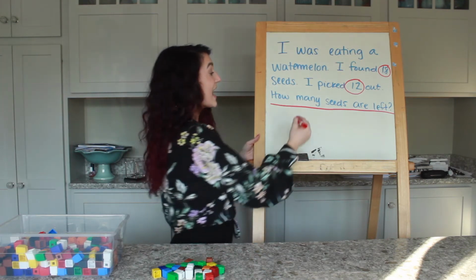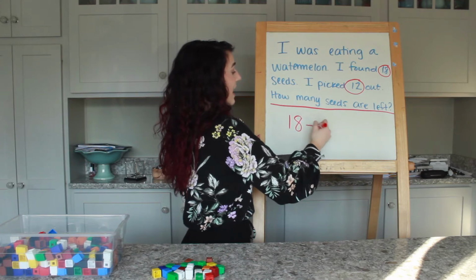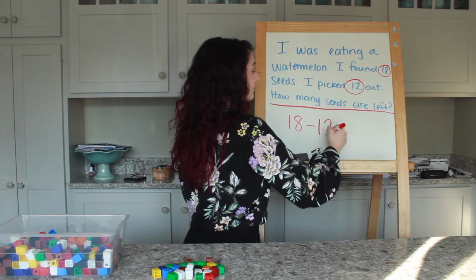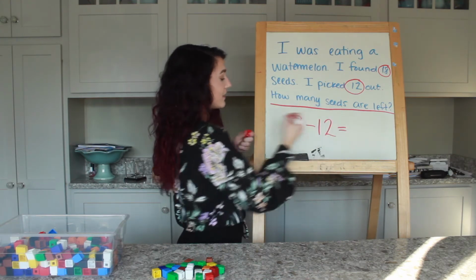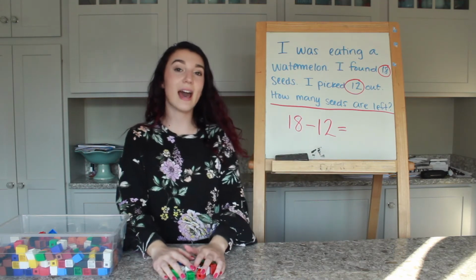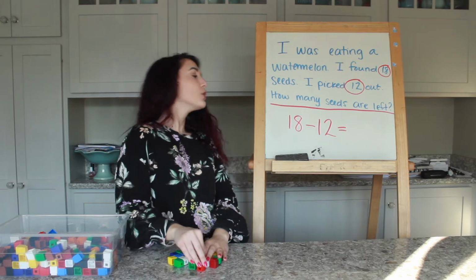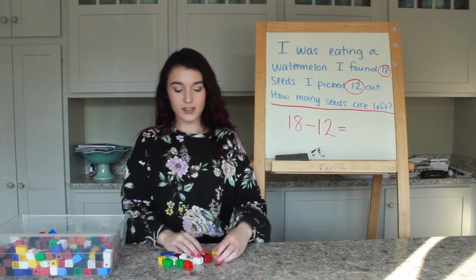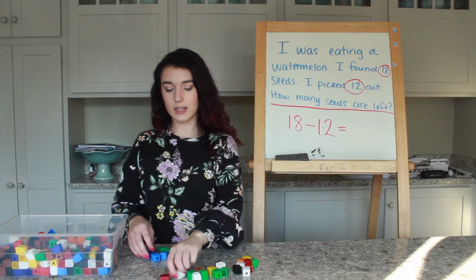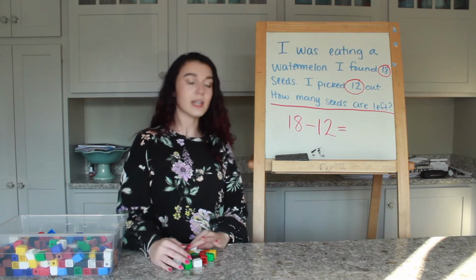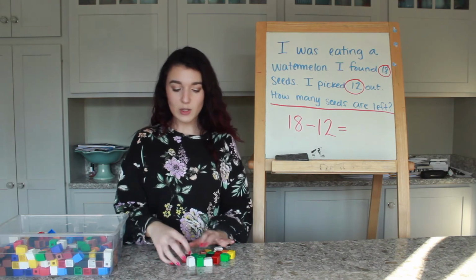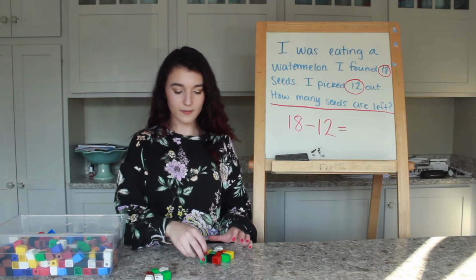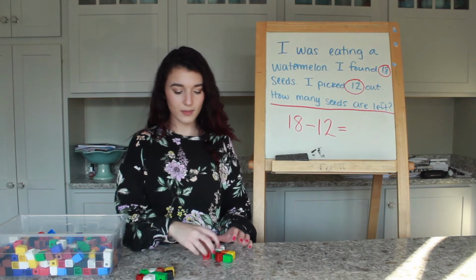I know that I found 18 seeds, and I took 12 of them out. When I'm taking something out, I'm subtracting it. Okay, when we're solving subtraction problems with cubes, we only need to have the amount of cubes that is the bigger number. So which number is bigger, 18 or 12? Right, 18. So now I need to count out 18 cubes. 17, 18. Great. So now I have 18 cubes here, and I need to take 12 away. I'm going to do groups of 2 because I think it'll be faster. 2, 4, 6, 8, 10, 12.